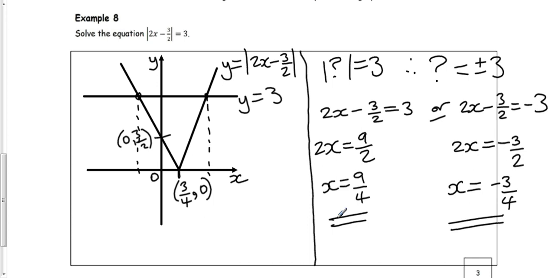And you can check if they are correct by substituting them back into the original question. And if the equation works, then you know they're right. And that's a good thing to do in an exam.